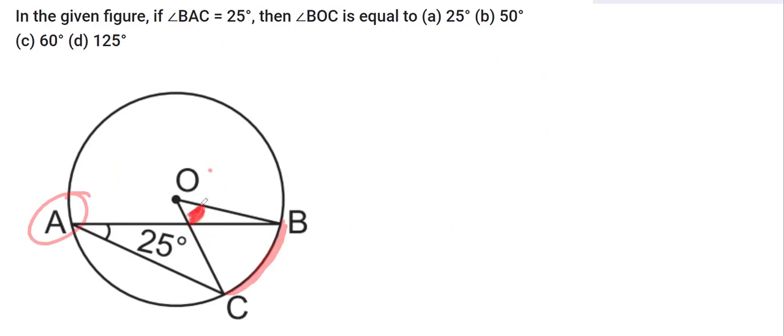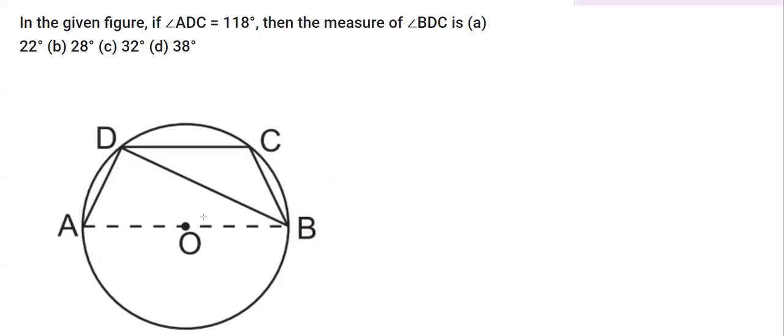So what do we know? That the angle subtended by an arc at the center is twice the angle subtended by the same arc on the remaining part of the circle. So this will be equal to twice of 25, right? The angle which is made at the center is twice the angle subtended by the same arc on the remaining part of the circle. So we can say that this angle will be equal to 50 degrees.